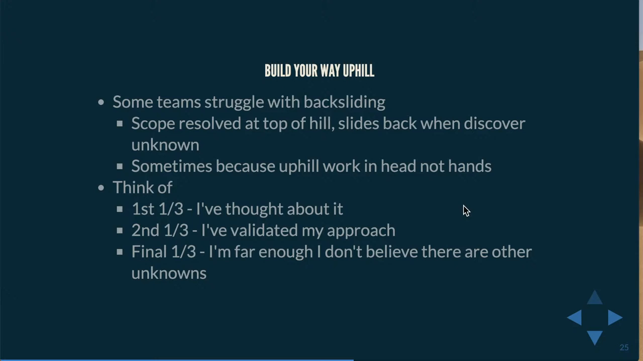So the way to think about uphill is like this. You're 1/3 of the way up the hill when you've thought about it. You're 2/3 up the hill when you've validated your approach, and the final 1/3 up the hill, you're far enough to believe there are not enough unknowns. So they're implying preferably a fair amount of hands-on working. We often spike our stuff, so get to the point where we're pretty certain we're at the top of the hill.